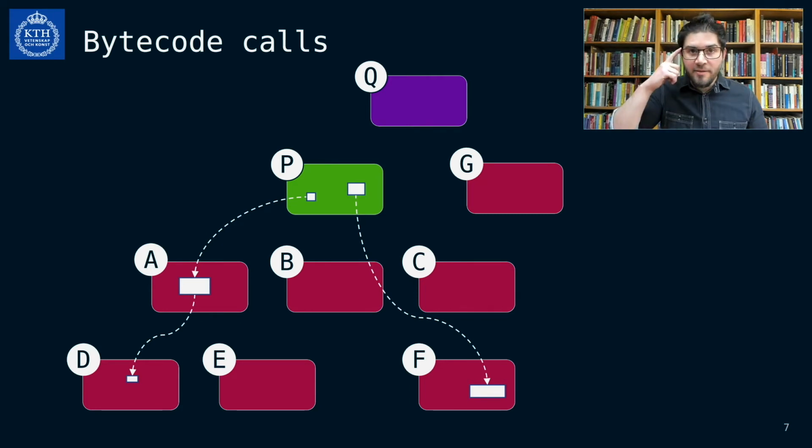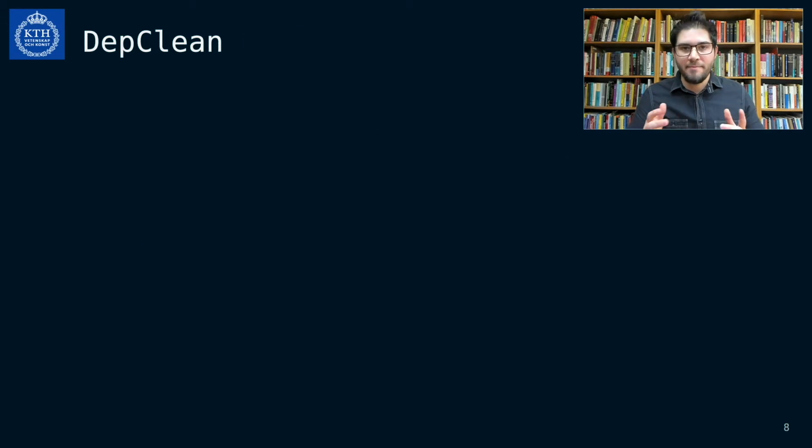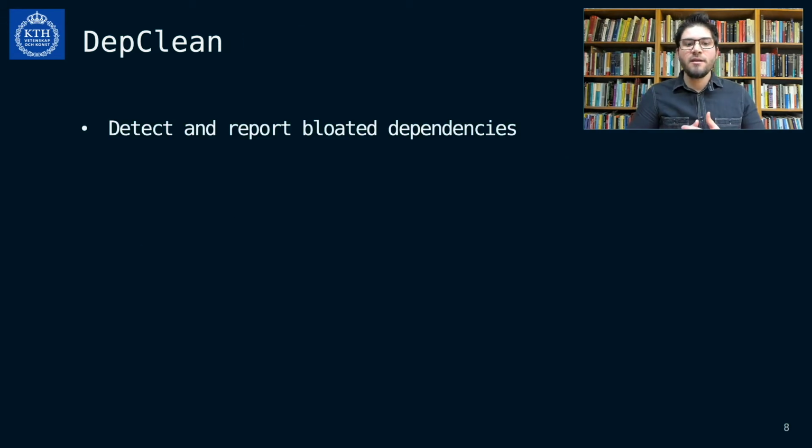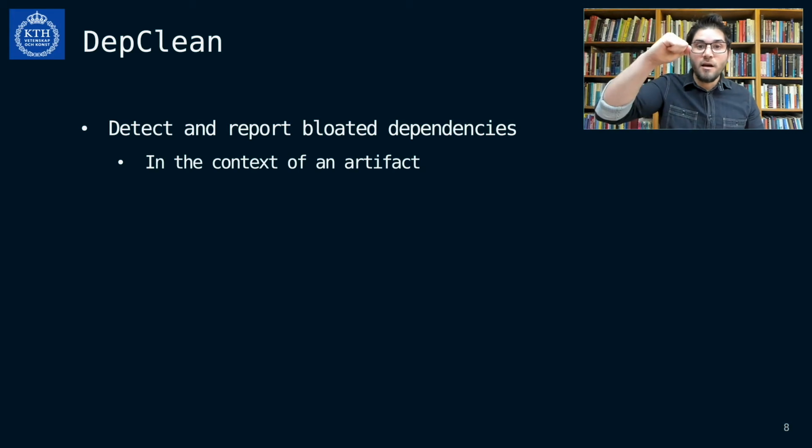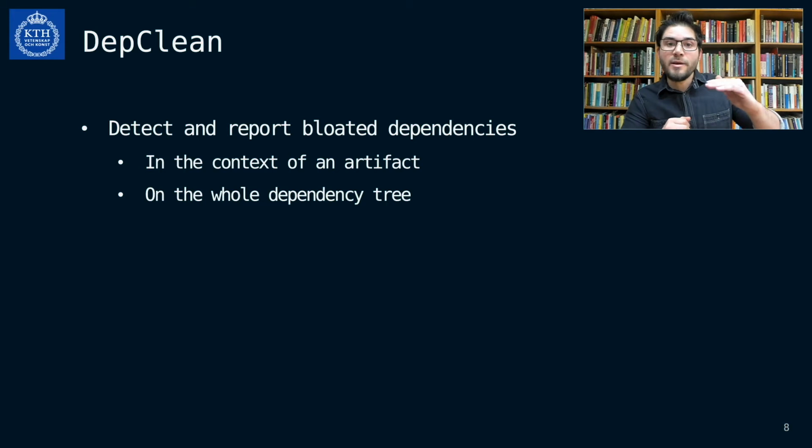With this in mind, we developed DepClean. It is a tool that detects and reports bloated dependencies to developers. DepClean works in the context of a Maven artifact. It analyzes its whole dependency tree and produces a report with information about the usage status of each dependency in the project.